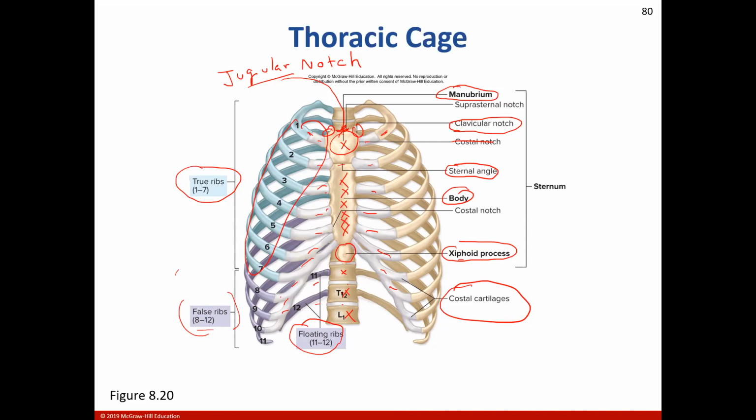If I pointed to this rib right here, and you said false rib or rib 12, you'd be correct. You don't have to put floating rib, but if you said floating rib, 100% correct. So know the difference between true and false ribs and how the floating ribs are part of false ribs. They just have no articulations whatsoever.